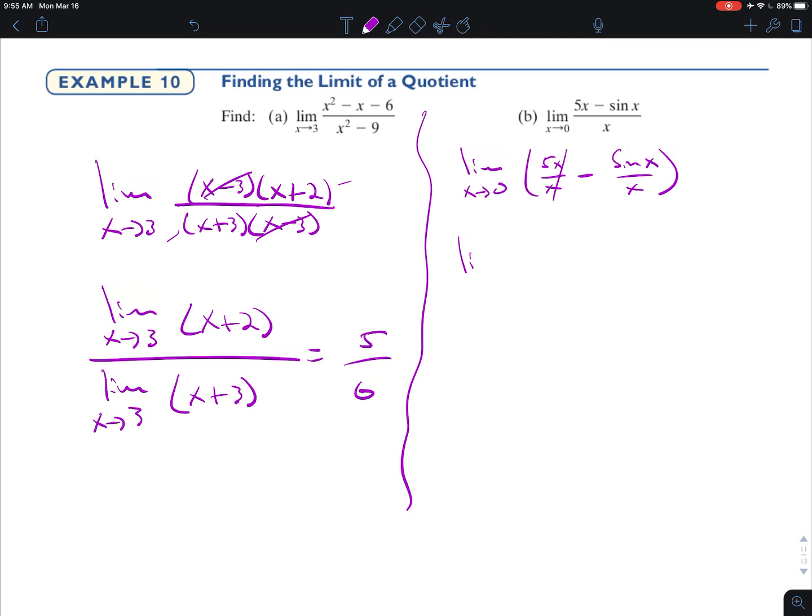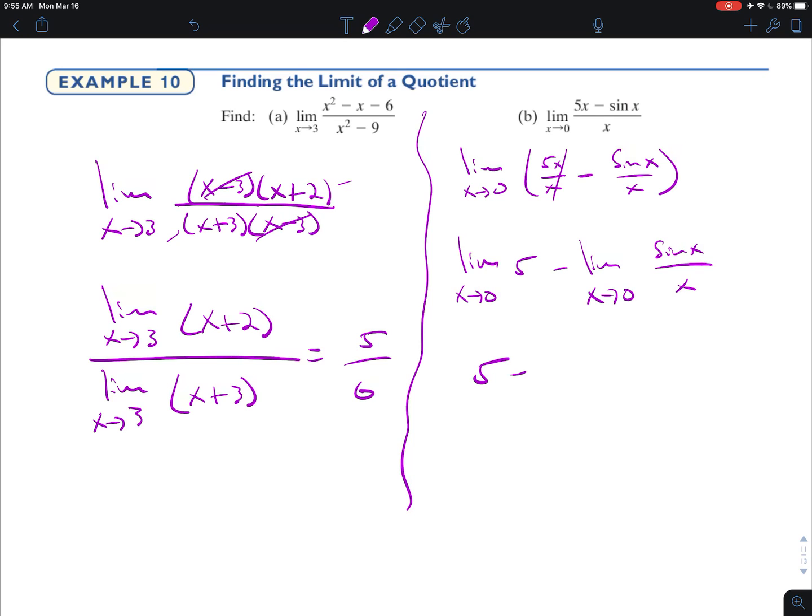And I've got a difference here. So the limit as x goes to 0 of 5 minus the limit as x goes to 0 of sine x over x. Now the constant rule here for the first term, that's just going to be 5. That's no big deal.